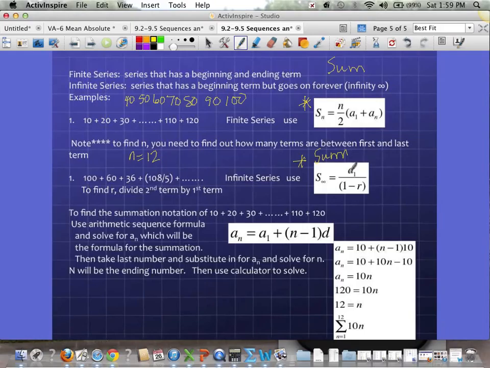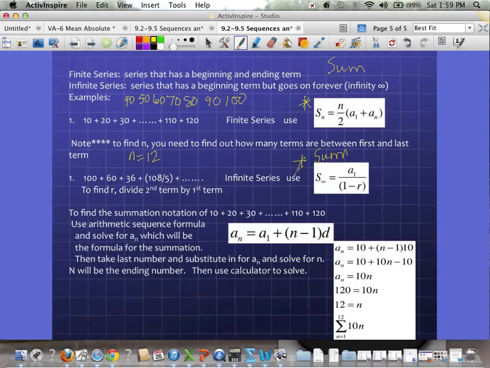You plug in a sub 1, which is 100, divided by 1 minus your ratio. Well, you have to find your ratio. 60 divided by 100 has to be the same ratio as 36 divided by 60. Plug it into your formula. Okay? So you should be able to do that without any problem.